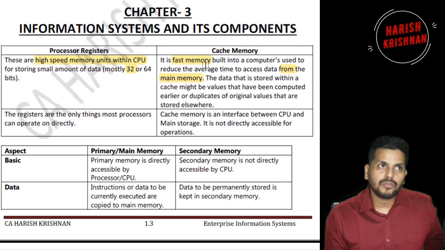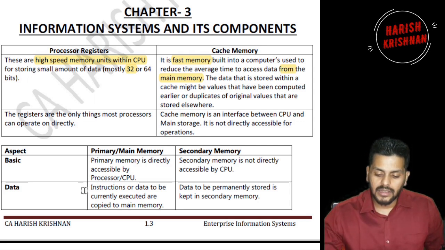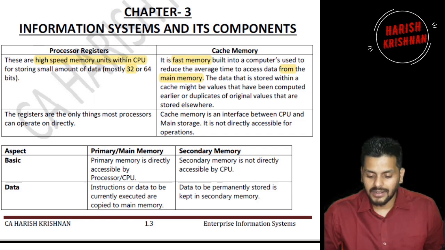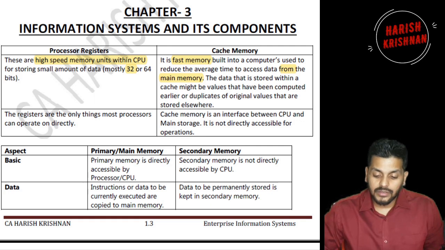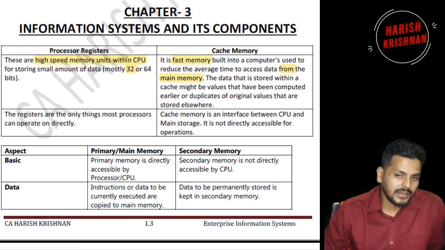That's why when your phone or any device slows down, we generally ask you to clear the cache memory. The data that is stored within a cache might be values that were computed earlier or duplicates of the original values that are stored elsewhere. Both these are points that we have to understand. The registers are the only things most processes can operate on directly. If any process is working directly, then it can work on a register.